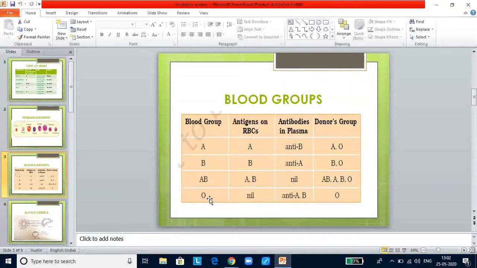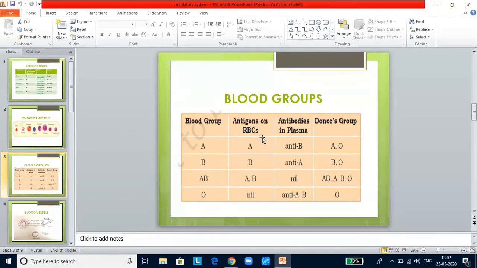and O. Now, O, if you look at it, antigens on the RBC are nil, and it has both antibody A and antibody B. Therefore, it is a universal donor and it can receive blood only from the O group.